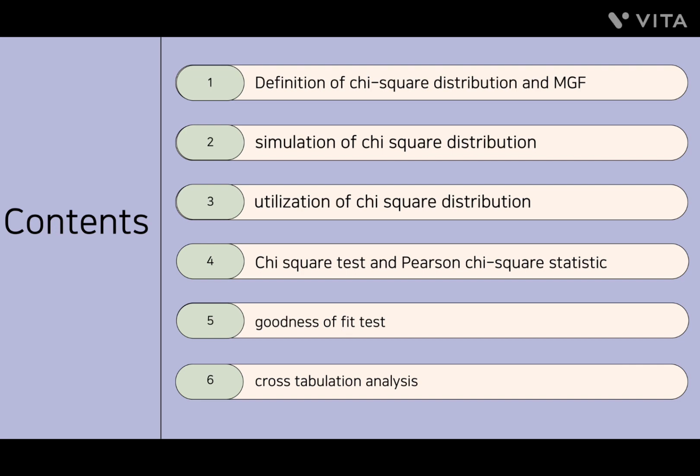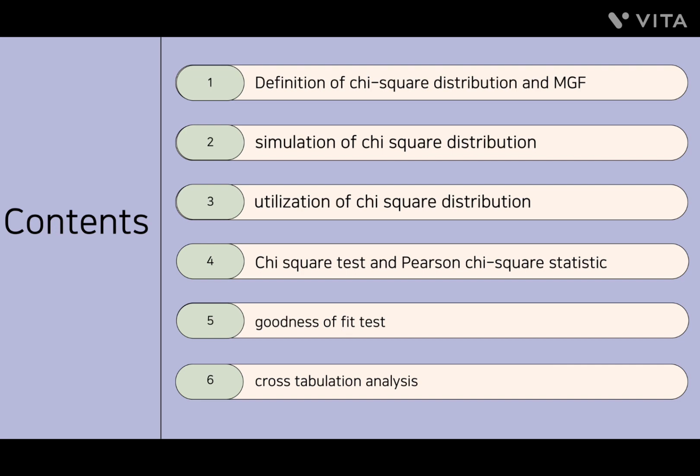First, definition of chi-square distribution and MGF. Second, simulation of chi-square distribution. Third, utilization of chi-square distribution. Fourth, chi-square test and Pearson chi-square statistics. Fifth, goodness of fit test.